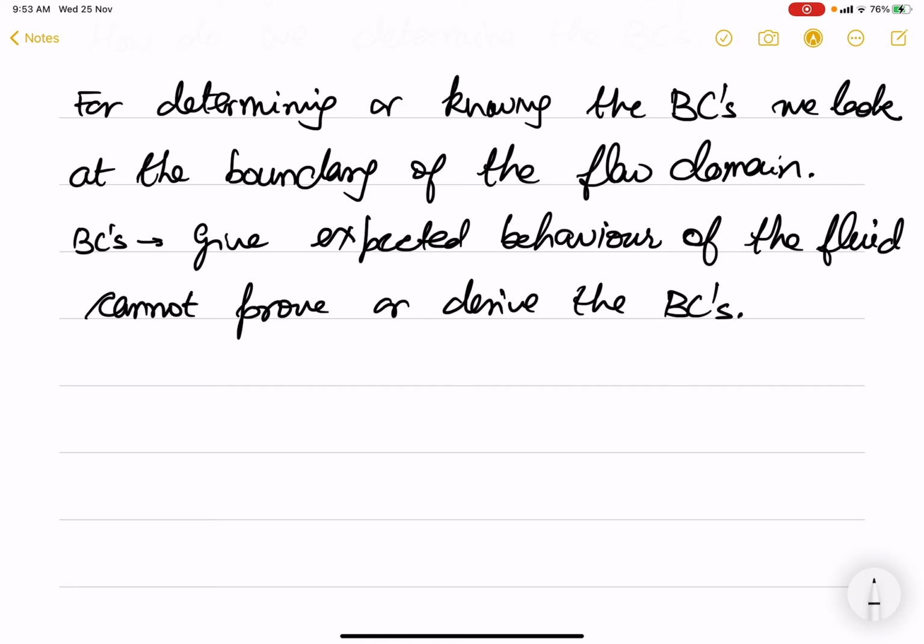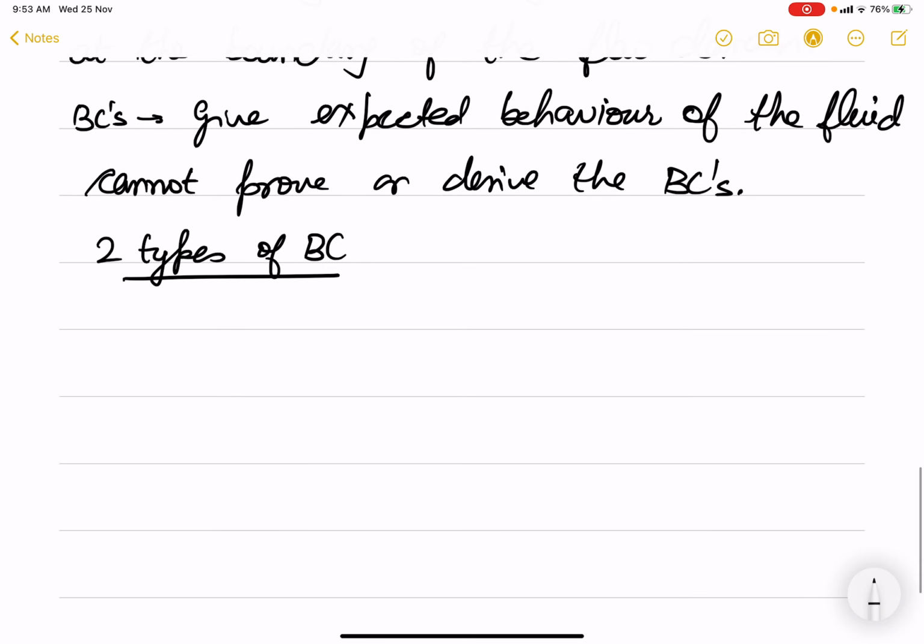So now let's start looking at the boundary conditions. And typically there are two types of boundary conditions. This is how I classify them. The first one, let's call the velocity boundary condition.